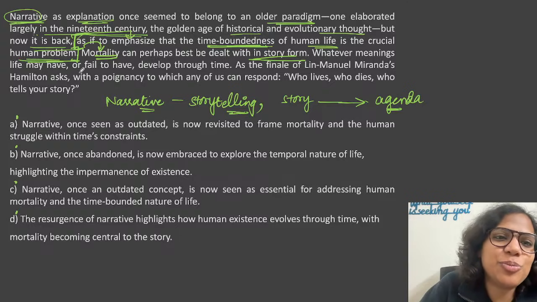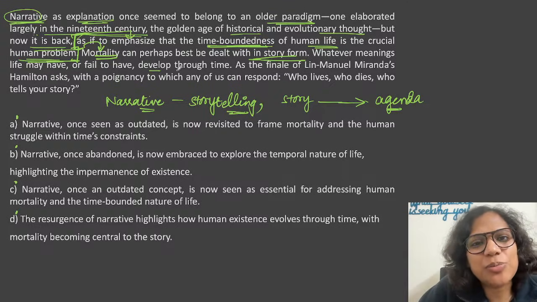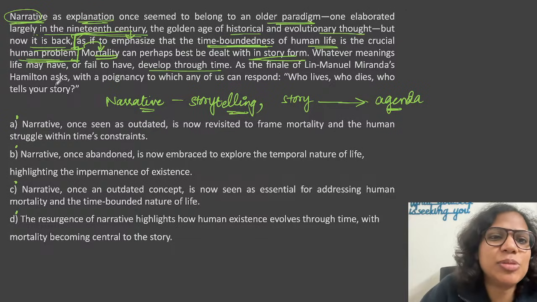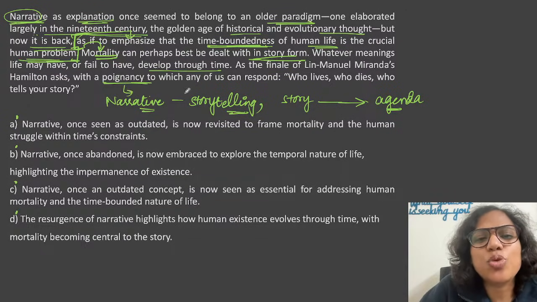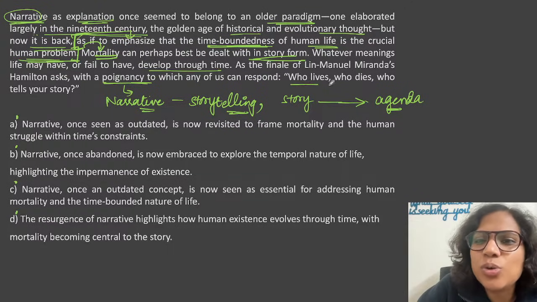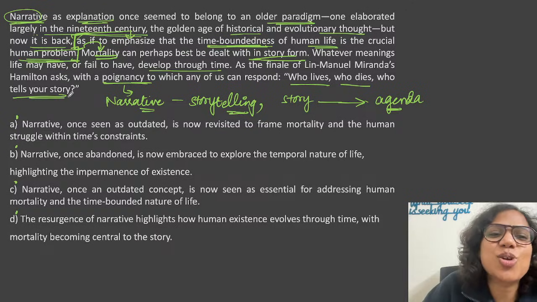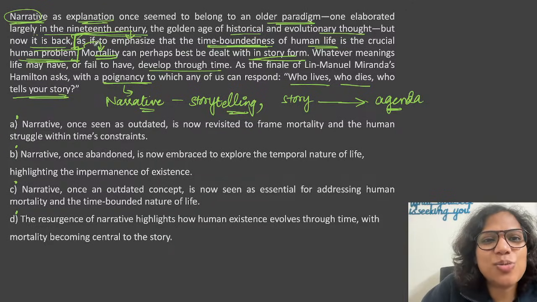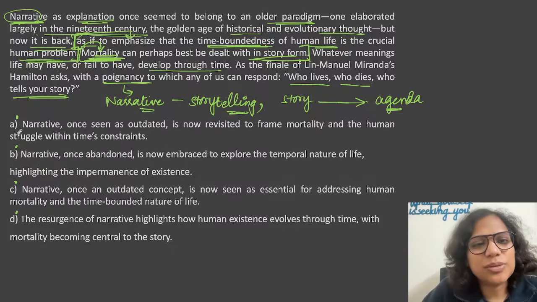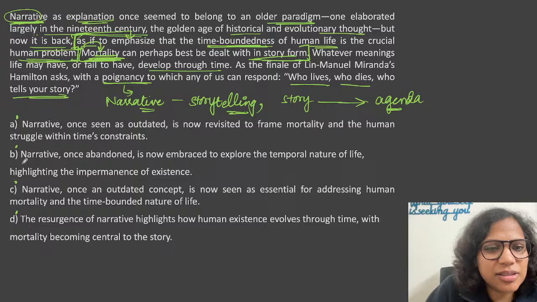Whatever meanings life may have or fail to have develop through time. As the finale of Lin-Manuel Miranda's Hamilton asks with a poignancy, is when something is very emotional and painful, to which any of us can respond, who lives, who dies, who tells your story, right? So mortality is something that we can talk about best in the form of narrative. Okay, now I think most of you've said A, C.